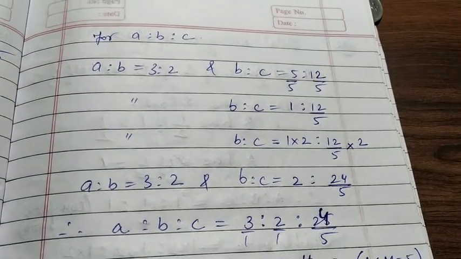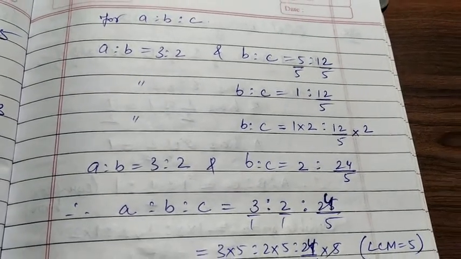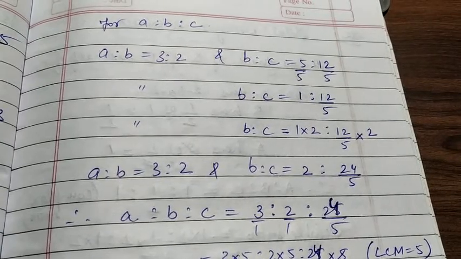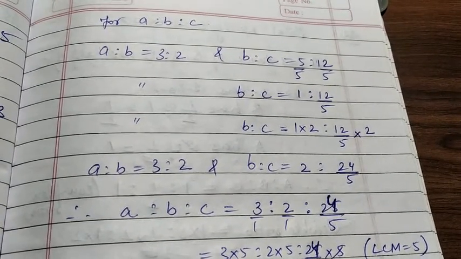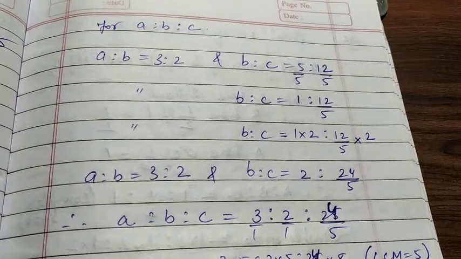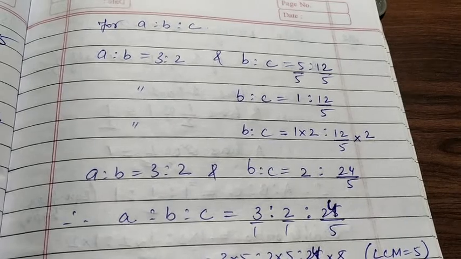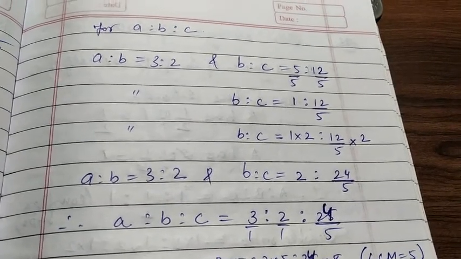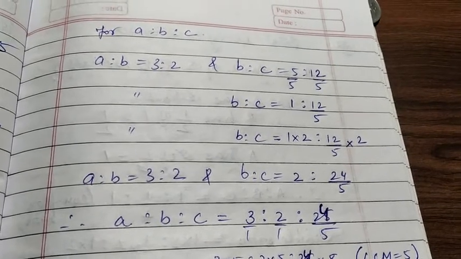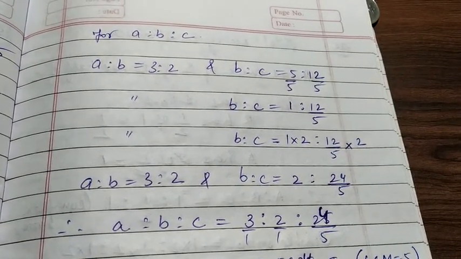And B ratio C value is 5:12. In these two ratios, which term is common, which quantity is common, that is B. So whatever value of B is in the first ratio, the same value should be in the second ratio also. In the first ratio, you can see the value of B is 2. But in the second ratio, the value of B is 5. So we will try to make the value of B in the second ratio also 2.